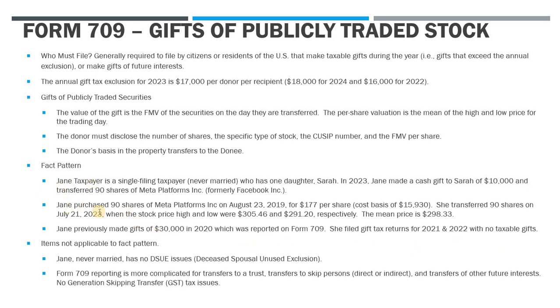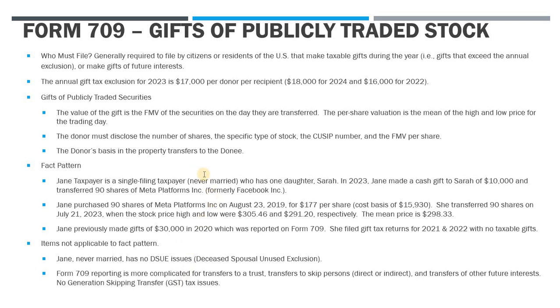All right. Before we get into the return, a couple of things to highlight here. Jane being never married means we don't have to deal with any DSUE issues. DSUE is the deceased spousal unused exclusion. So if you were formerly married and your spouse passed away, there are portability elections to transfer this unused exclusion, but that's not applicable here.